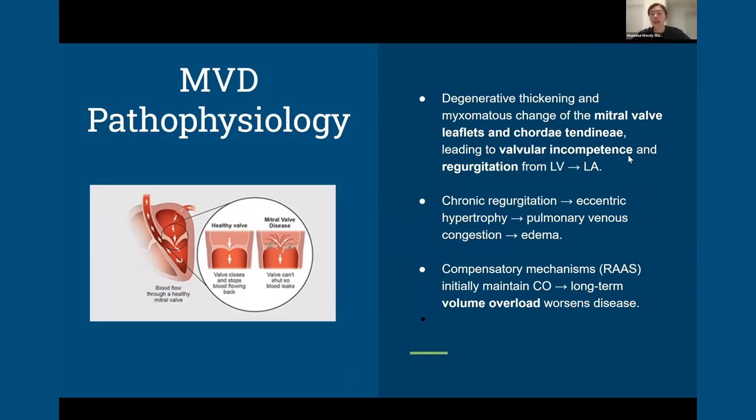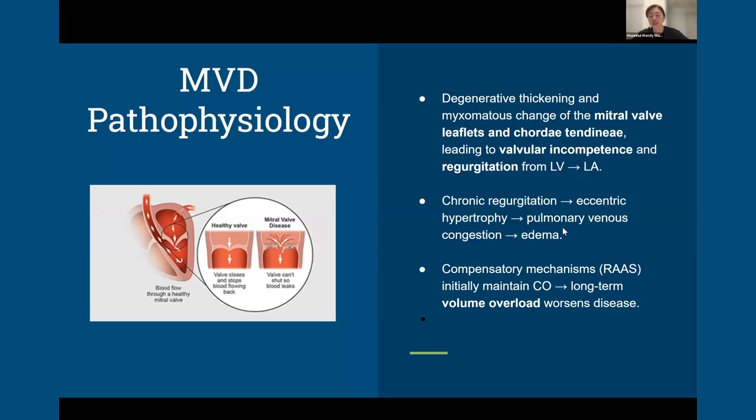So it's the degeneration and thickening of the mitral valve leaflet and the chordae tendineae, which will lead to valvular incompetence and regurgitation from the left ventricle. The blood will come in like this, and then the valve will be incompletely closed, and then it'll go down to the left ventricle and then enlarge the left atrium. And then this chronic regurgitation will result in hypertrophy and then pulmonary venous congestion and then pulmonary edema.